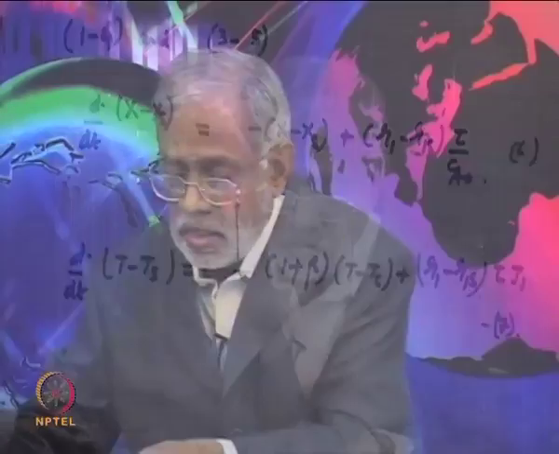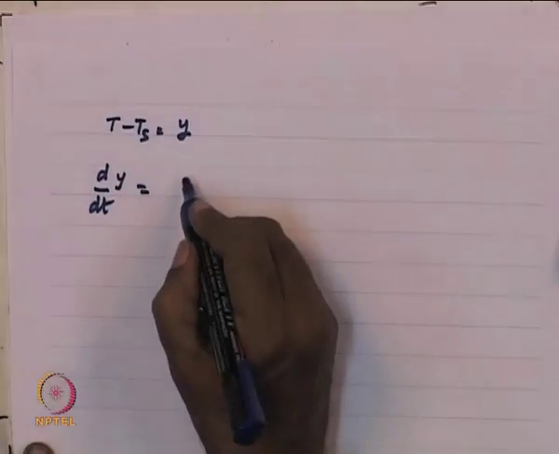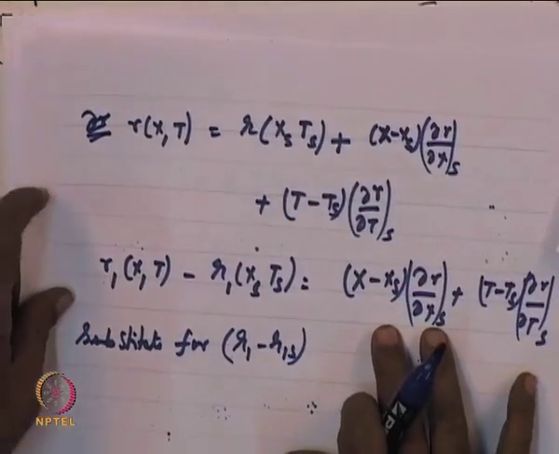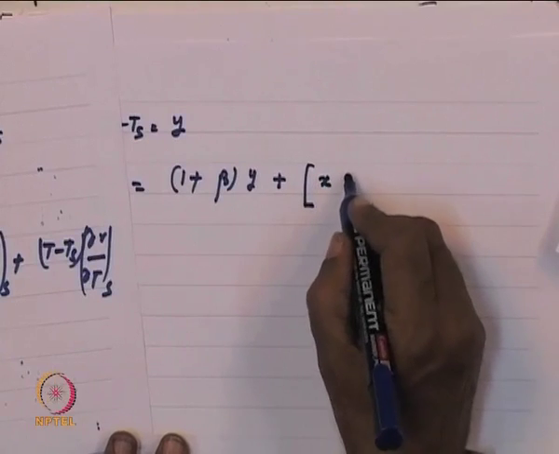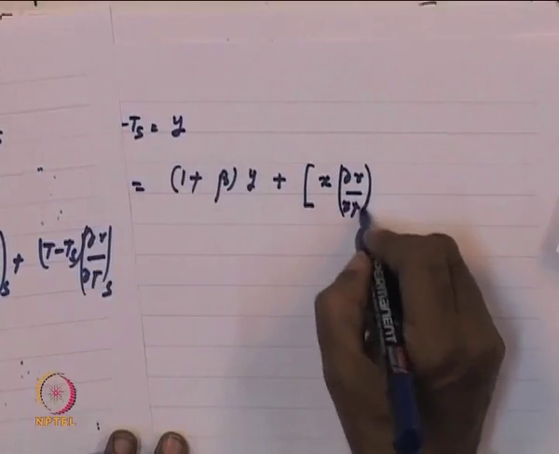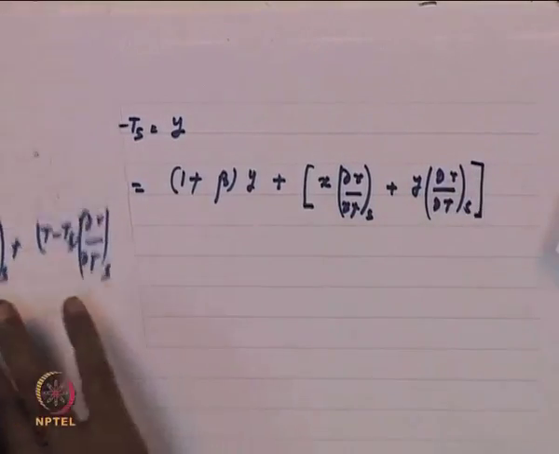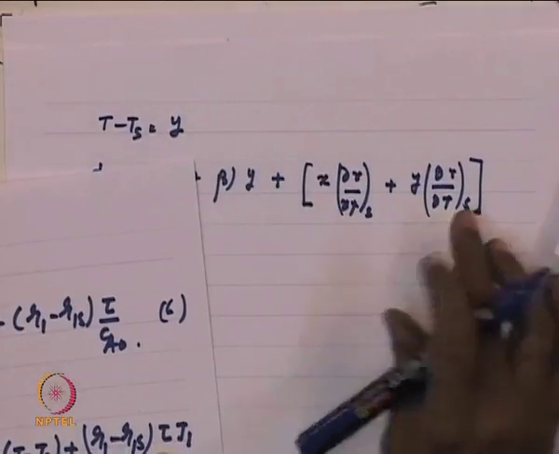Now, let us do the same thing for the energy balance. What is our energy balance? Equation 7 is our energy balance, which I am writing with t minus ts as y. So d by dt of y equals 1 plus beta times, t minus ts which is y, plus R1 minus R1s. Let me write it in the form we want, within brackets: x minus xs, which is small x, del R del x at s, plus y, t minus ts, del R del t at s. Is that clear? So this is R1 minus R1s, and you have to multiply it by tau times j1.